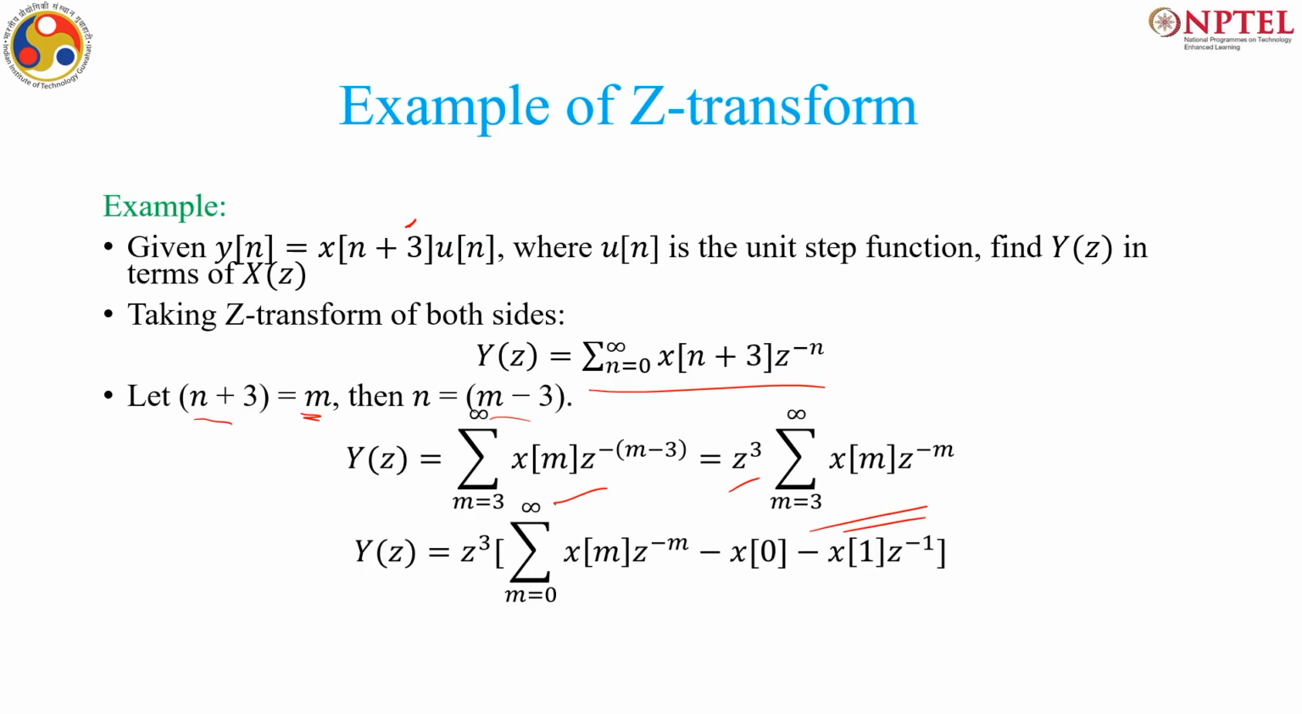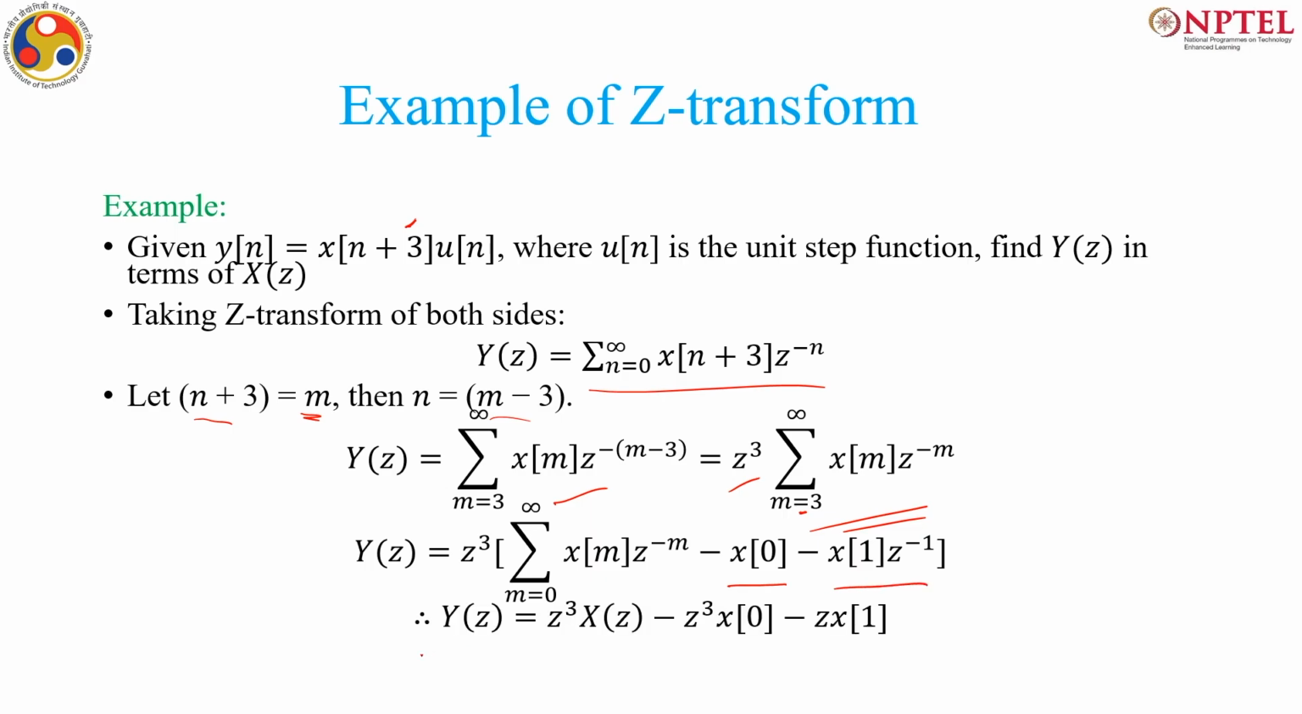Here I get z cube, and then if I take out the terms z power 0 and minus 1, this should be, I think, negative 3, n is m minus 3. So, if I take out the terms, I get x 0 z power 0, which is 1, and x 1 z power minus 1.